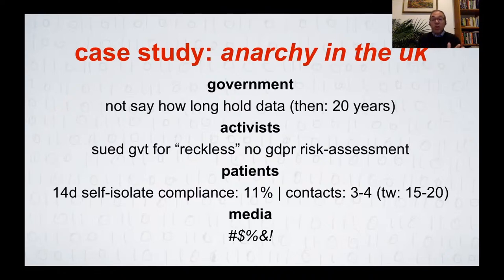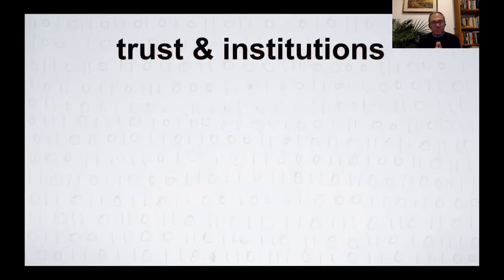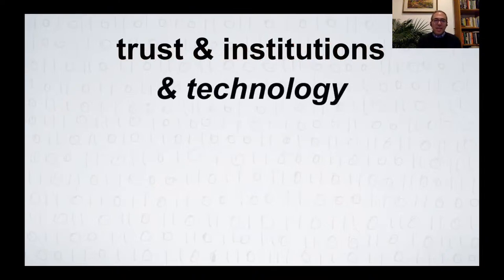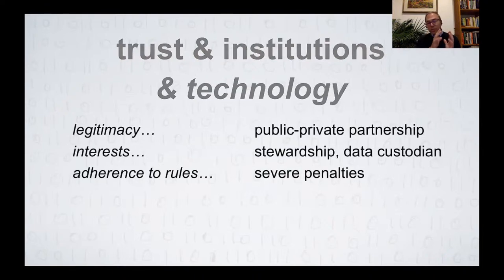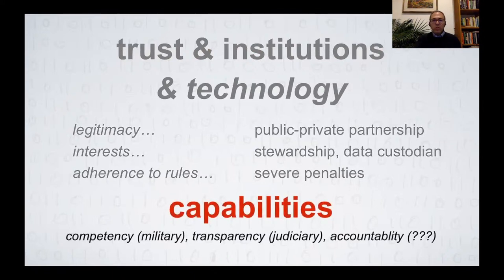And the media, don't even get me started. So at the core of this problem is a matter of trust and institutions, and technology. And if we think about those three elements that I brought out earlier about legitimacy and interest and adherence to the rules, you have to imagine there's got to be a way that we could have a public-private partnership, that there could be stewardship and a custodianship around the data and severe penalties, that together these three features answer the concerns that we have. It gets down to capabilities.